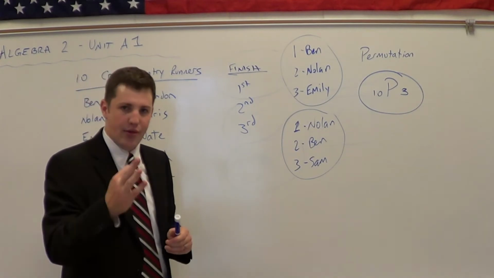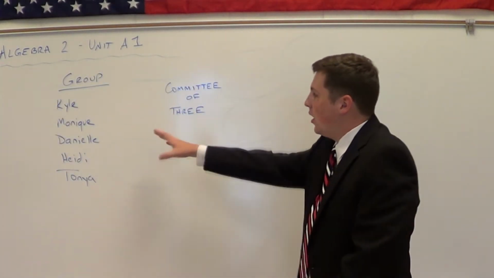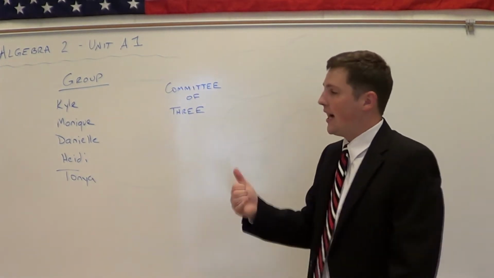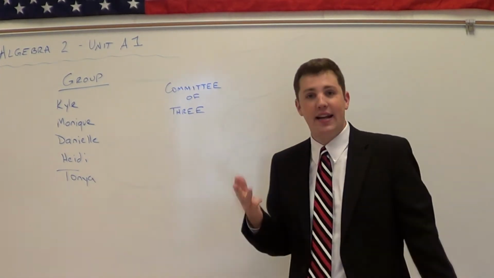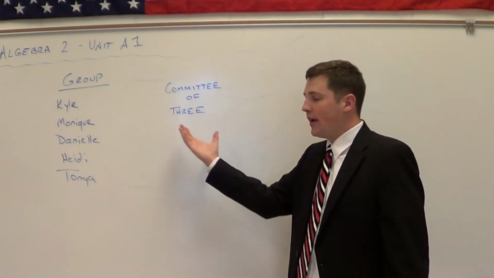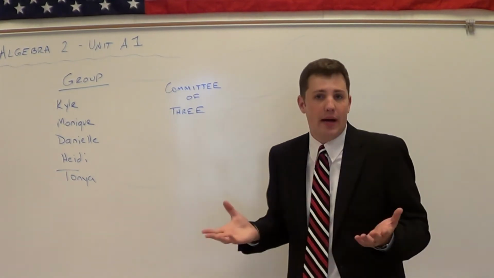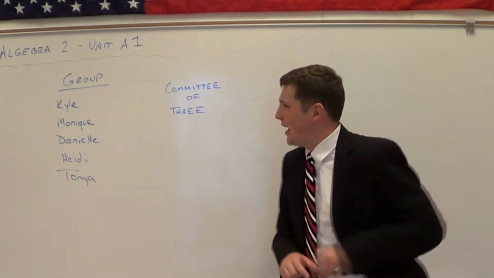Now it's time for a third one. All right, it's time for example 3 out of 4. I've got a group of people here. There's Kyle, Monique, Danielle, Heidi, and Tanya. And out of this group of people, I want to pick a committee of 3, which means out of the 5, I'm going to take 3 of them and put them on a committee. So let's see some of the possibilities.